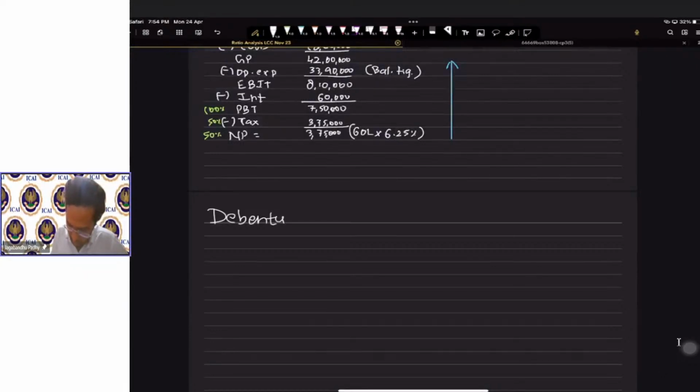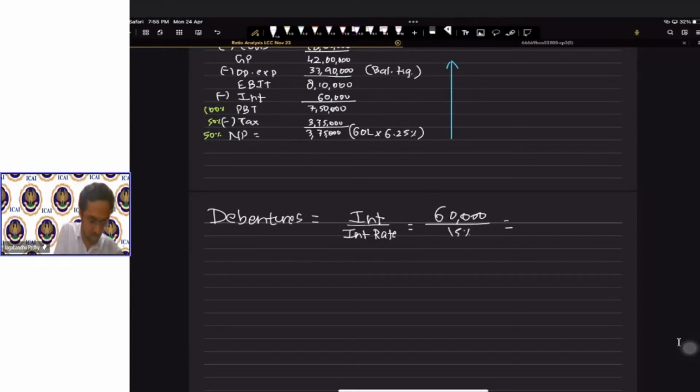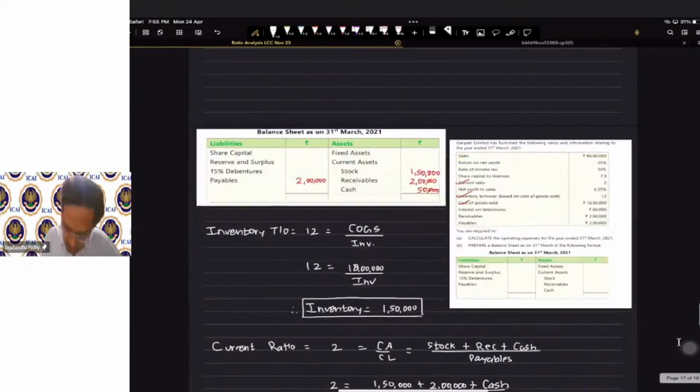So debentures will be interest upon interest rate. What's the amount of interest? It was 60,000. What are the interest rates? That was 15%. So 60,000 divided by 15%, that's 4 lakh. The debenture is 4 lakh. 15% debentures is 4 lakh.